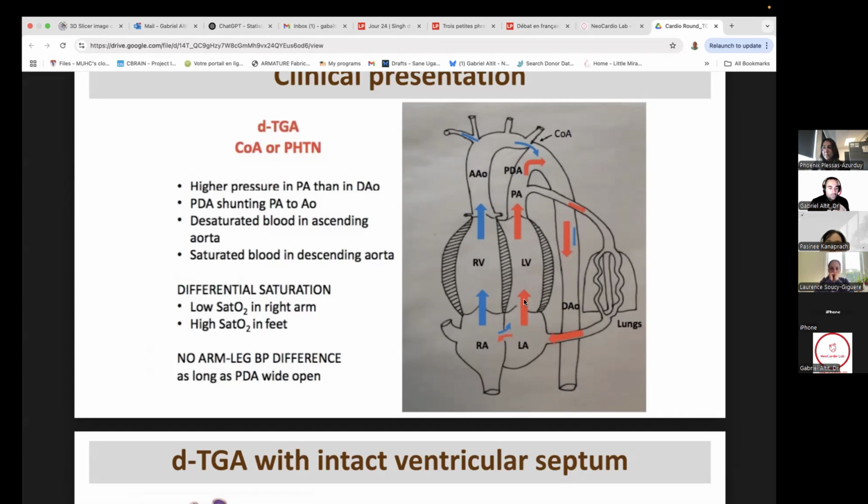And so there are two or three situations where you can have this reverse differential saturation with a TGA. It's either in a situation of coarctation, interrupted aortic arch, or what we call pulmonary hypertension. Pulmonary hypertension is a bit of a misnomer. Why I say it's a misnomer is because when we say hypertension, it means high blood pressure. But we just said that the pressure in the lungs, if you have a big PDA, will be the same as your systemic pressure, which is high for a lung. You're not supposed to have your systemic pressures in your lungs.